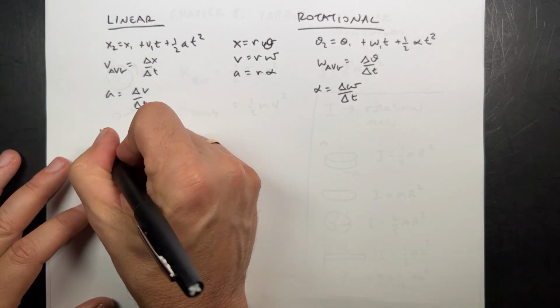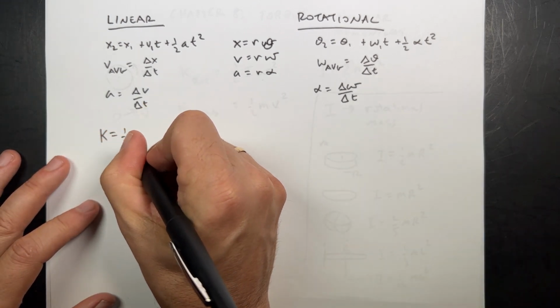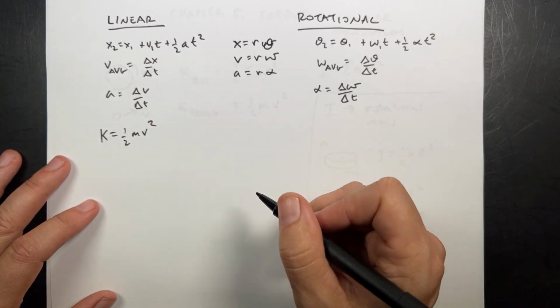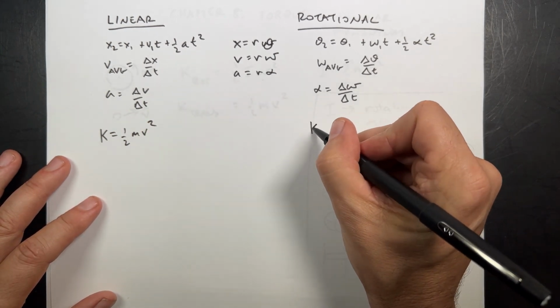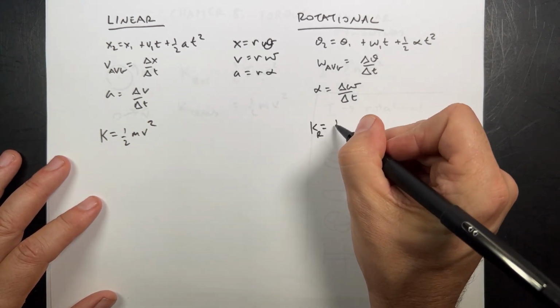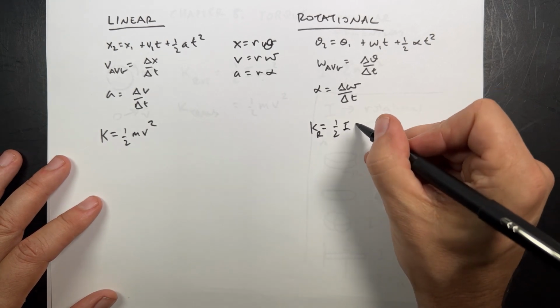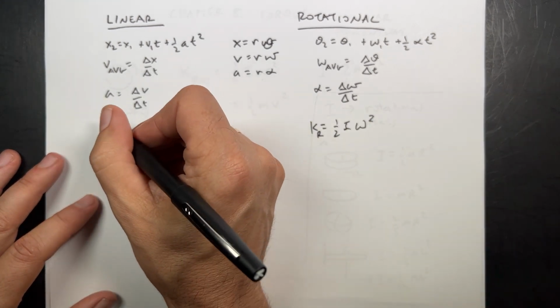Now let's go ahead and put K equals 1/2 mv squared, translational kinetic energy. K_r is 1/2 I omega squared. I should probably put up here m.